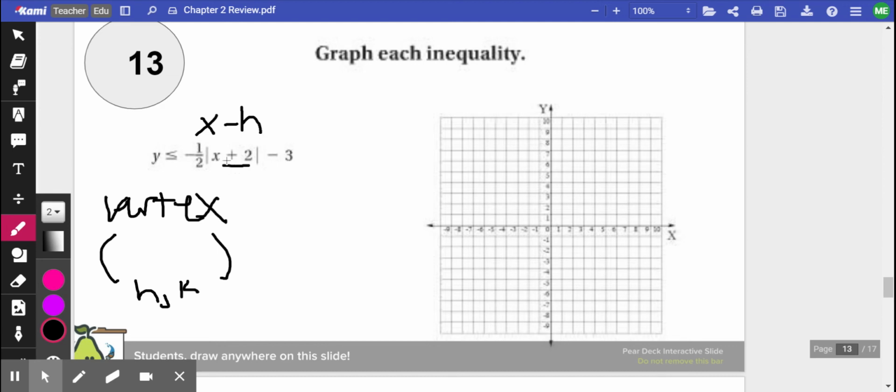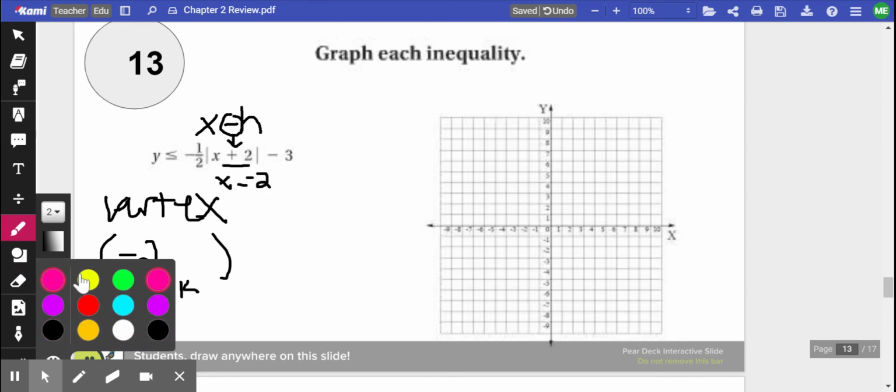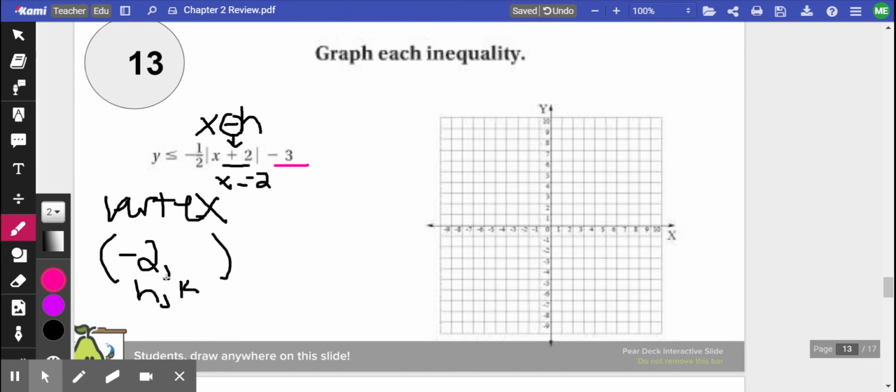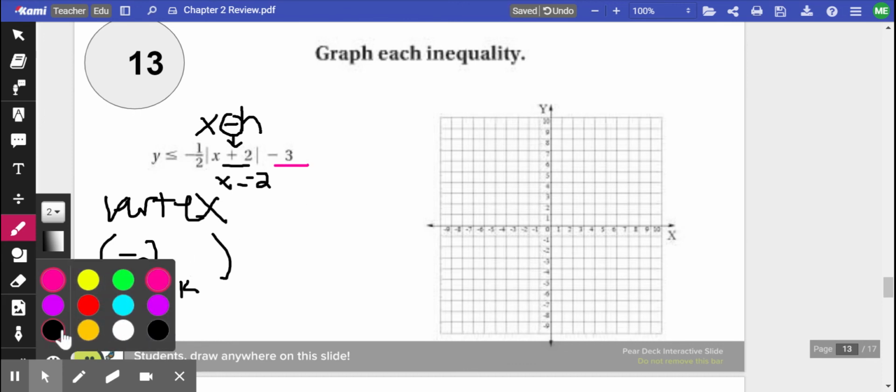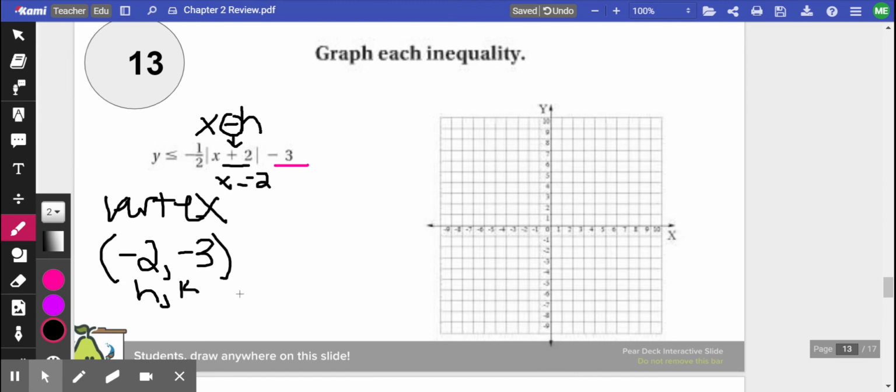This plus sign changed. So that means that they substituted a negative 2 in for h because the operation from my formula changed from a negative to a positive. So it's really x minus negative 2. And then if we look at the back part, that constant is negative 3. That is my k value for the vertex.